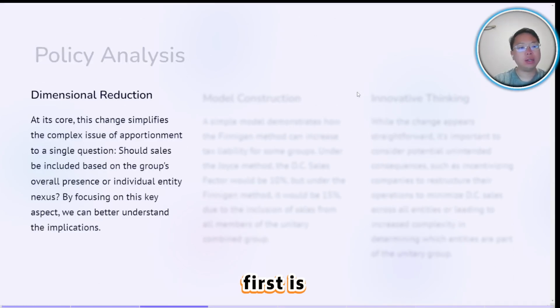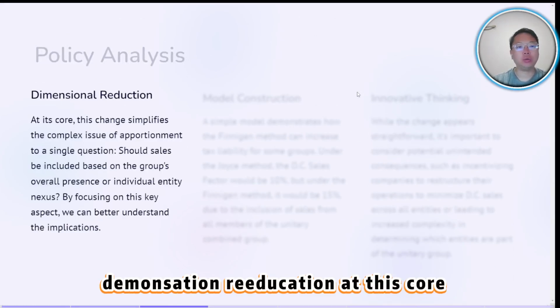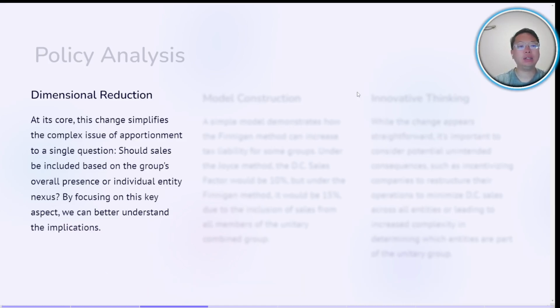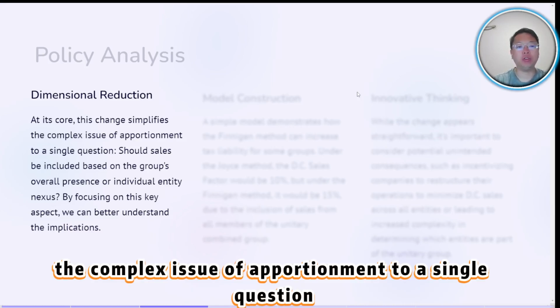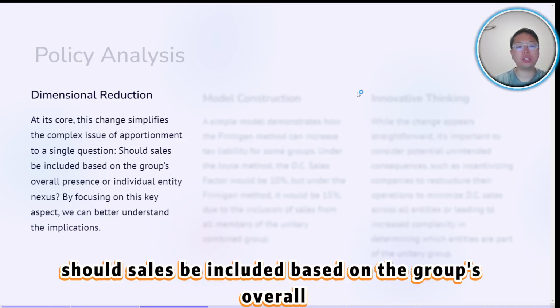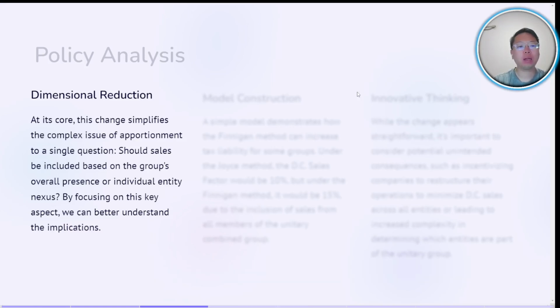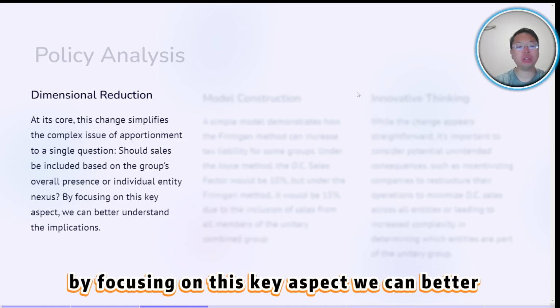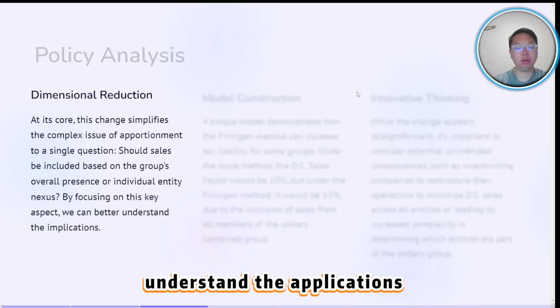Let's give a policy analysis. The first is the fundamental question. At its core, this change simplifies the complex issue of apportionment to a single question: should sales be included based on the group's overall presence or individual entity nexus? By focusing on this key aspect, we can better understand the applications.